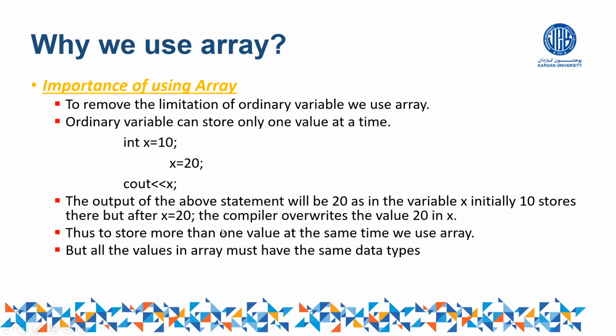the compiler overwrites the value with 20 in x. Thus, to store more than one value at the same time, we use an array, but all the values in an array must have the same data type. Now, all the values must have the same data type. Keep this in your mind.